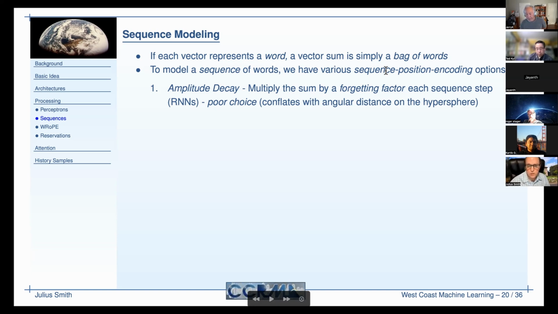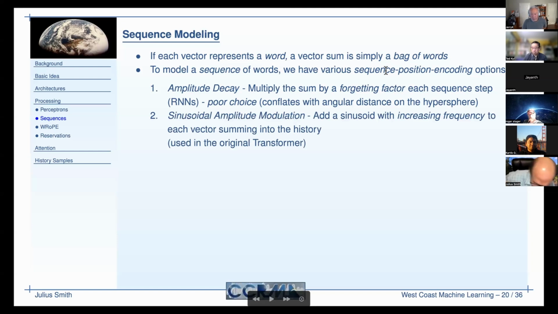The smaller the amplitude, the older it is, and the smaller the amplitude, the less similar it is. So that's conflated, and that's why I don't want to use it. I don't want to use amplitude decay. As somebody who's just trying to reinvent everything as signal processing, I don't think it makes sense, because you have angular distance on the hypersphere conflated with age. It doesn't make sense.